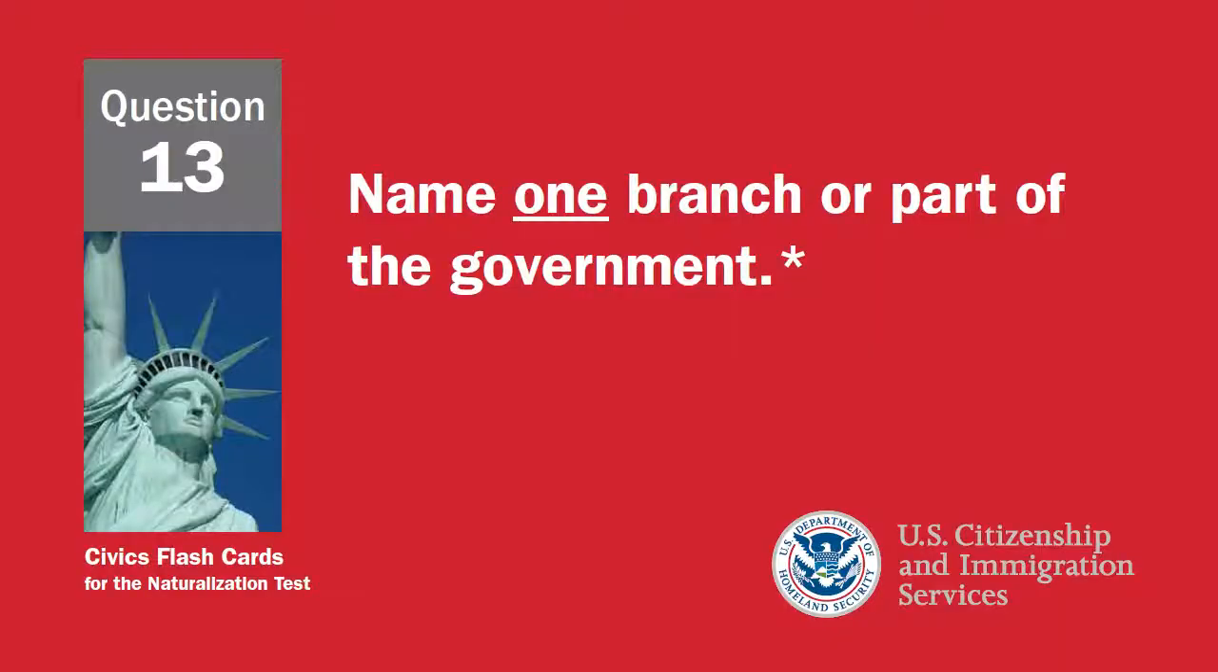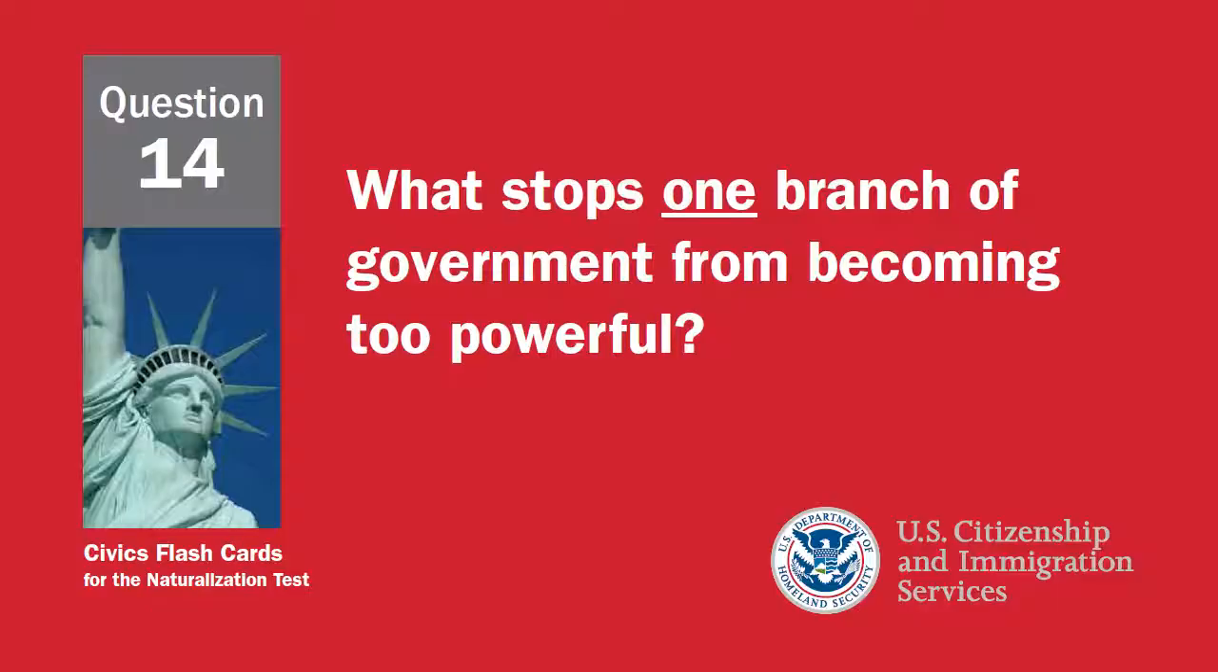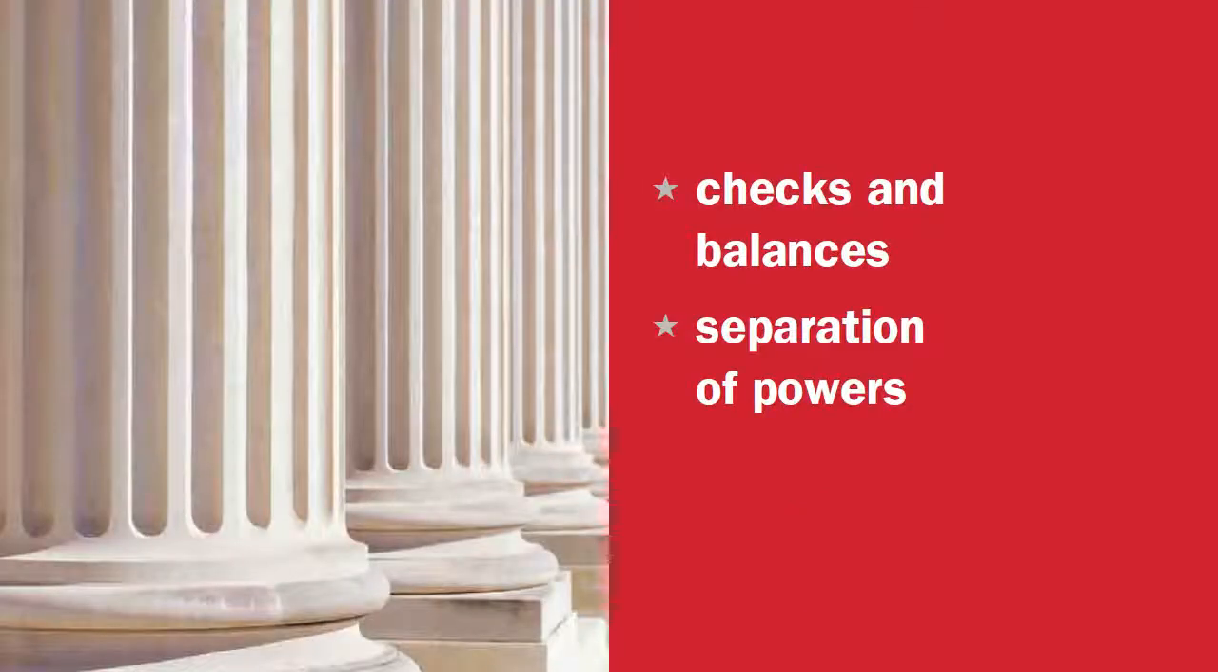Name one branch or part of the government. Congress. Legislative. President. Executive. The courts. Judicial. What stops one branch of government from becoming too powerful? Checks and balances. Separation of powers.